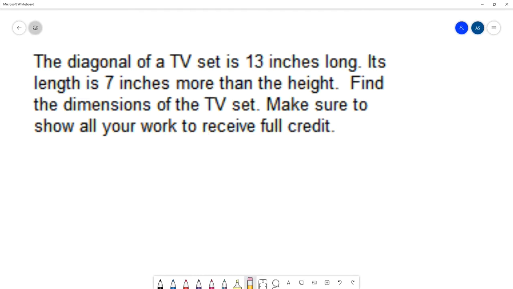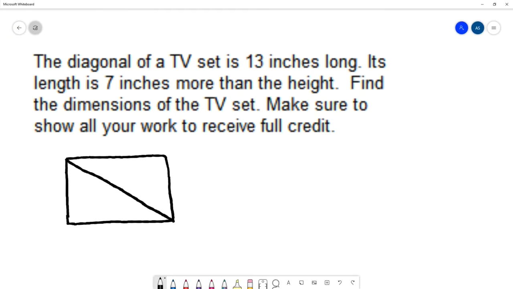So let's draw a picture so you can get an idea on how to start this question. We have a TV set. It's going to be in the shape of a rectangle. And we are told that the diagonal goes from corner to corner. The diagonal is 13 inches. Its length is 7 inches more than the height.